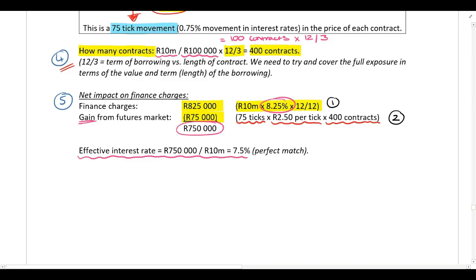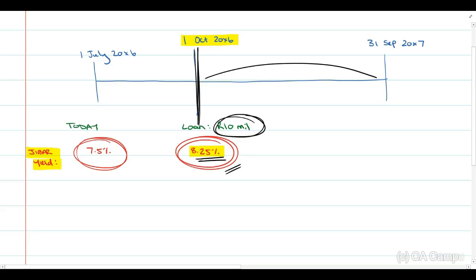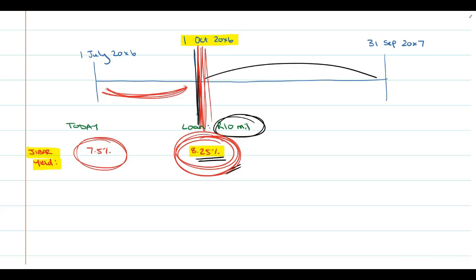And the reason why I refer to this as a perfect match is look at what we've managed to do. The company was worried about interest rates increasing during this 3-month period. They knew when they actually enter into the loan agreement, they will be able to fix the rate of interest on the loan. And when they actually enter into the agreement, they do fix the rate of interest. However, they were worried about interest rates increasing during this 3-month period. So look at what they've managed to do by using the futures contract. They've managed to reduce their effective interest rate from 8.25% to 7.5%.